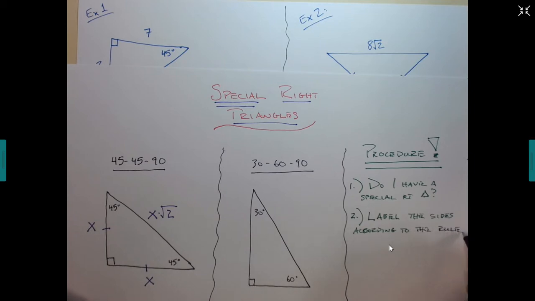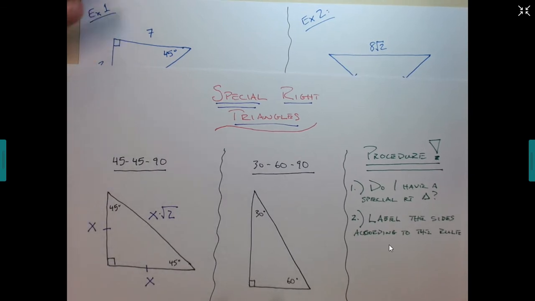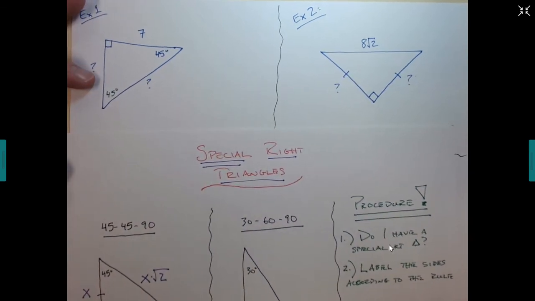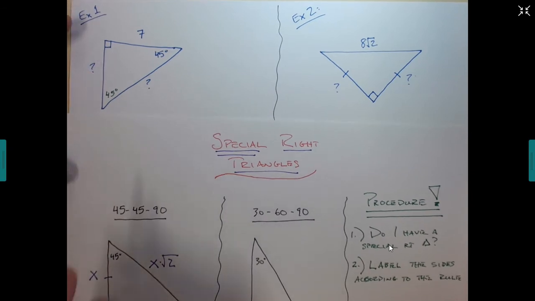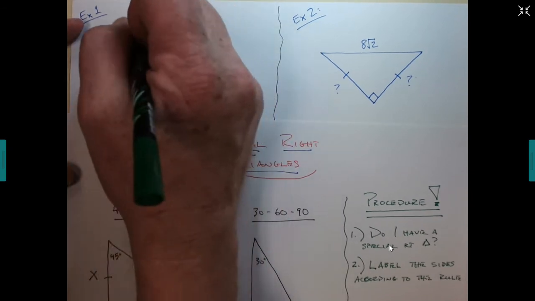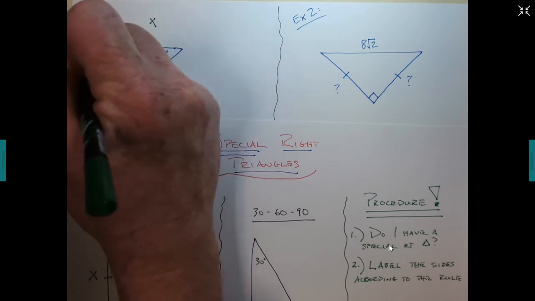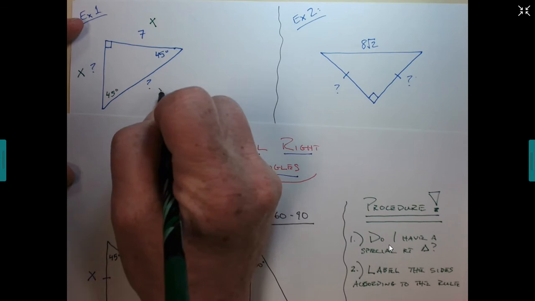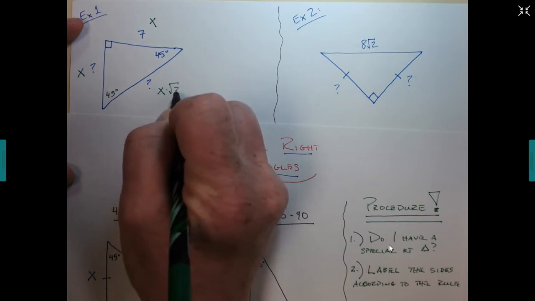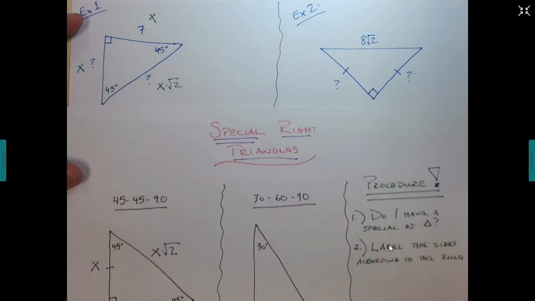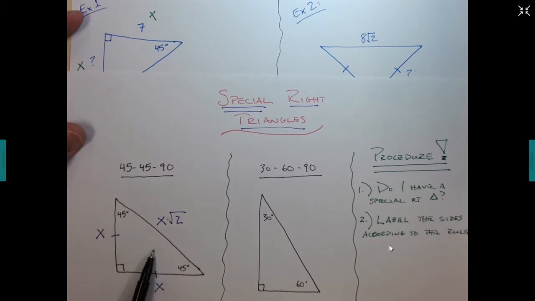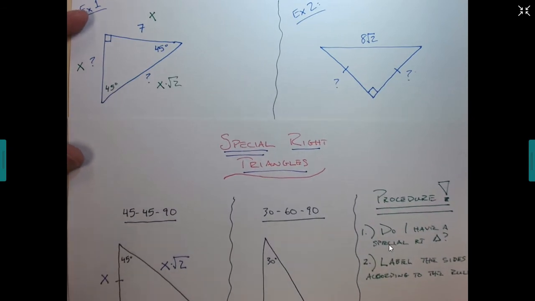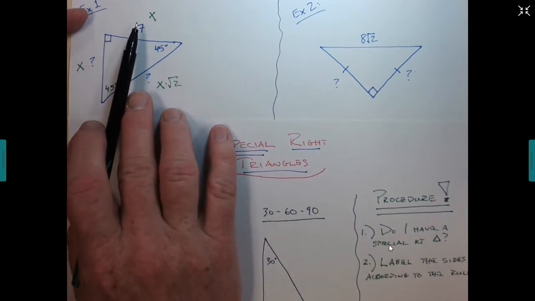Which means I need to be able to pick up these 3 items and put them down onto this example. All right, so I know the 2 sides that are the same, I would call those X. And the third side is just going to be whatever X is times the square root of 2. So I've labeled all 3 sides based on this rule down here. All right. So on one of the sides, I should have a matchup.